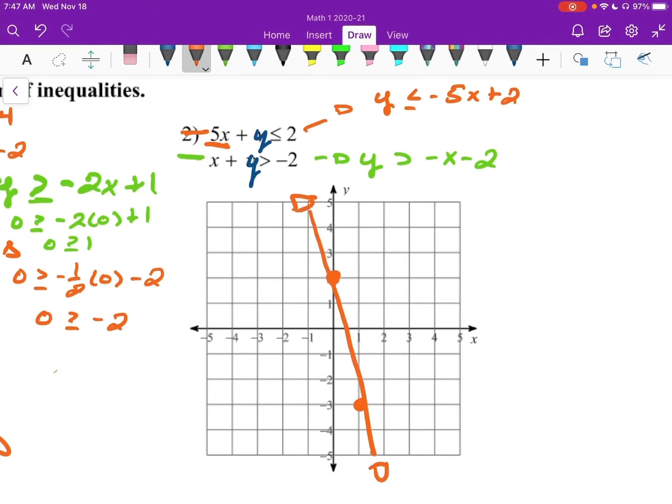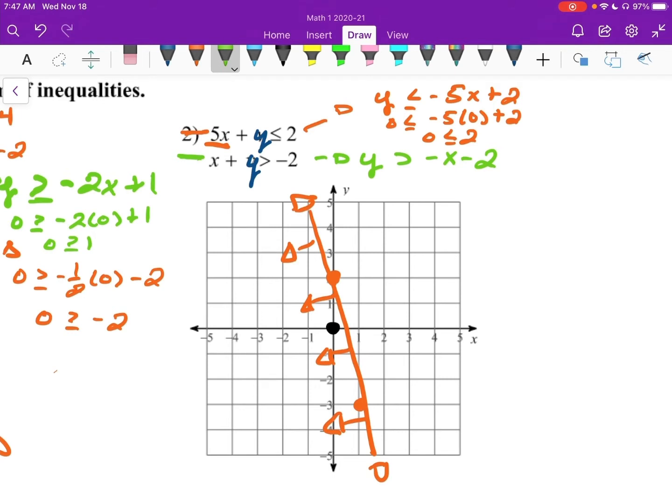and there's my line. I'm going to go ahead and plug in 0, 0, so I'm plugging in the origin there. So I'm going to say, well, 0 is less than or equal to negative 5 times 0 plus 2. So 0 is less than 2. Well, that's a true statement. 0 is smaller than 2. So I'm going to shade that direction.